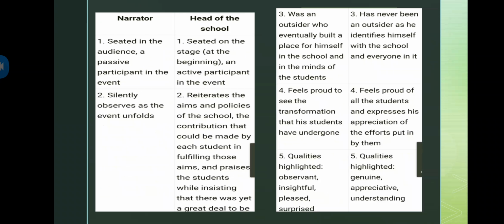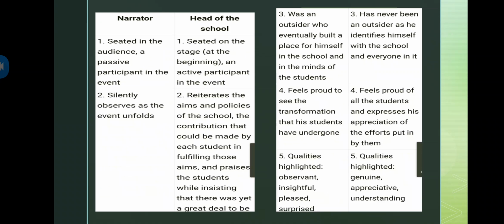Now, the narrator was an outsider who eventually built a place for himself in the school and in the minds of the students. And the head of the school has never been an outsider as he identifies himself with the school and everyone in it. Now, the narrator feels proud to see the transformation that his students have undergone, and the head of the school feels proud of all the students and expresses his appreciation of the efforts put in by them.